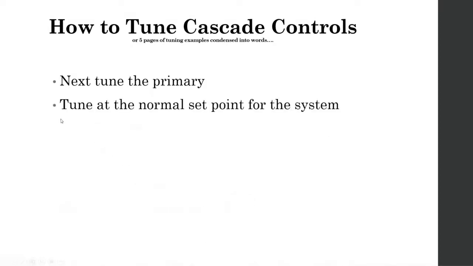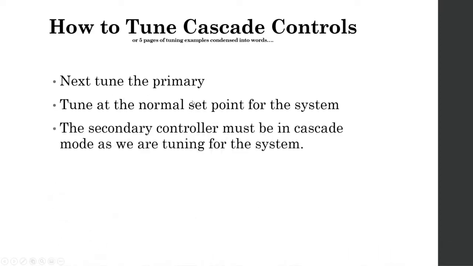Next, tune the primary. Tune at the normal set point for that particular system. Remember, gains can change, so you tune at the normal operating point. The secondary controller must be in cascade because now we're tuning for the whole cascade loop.